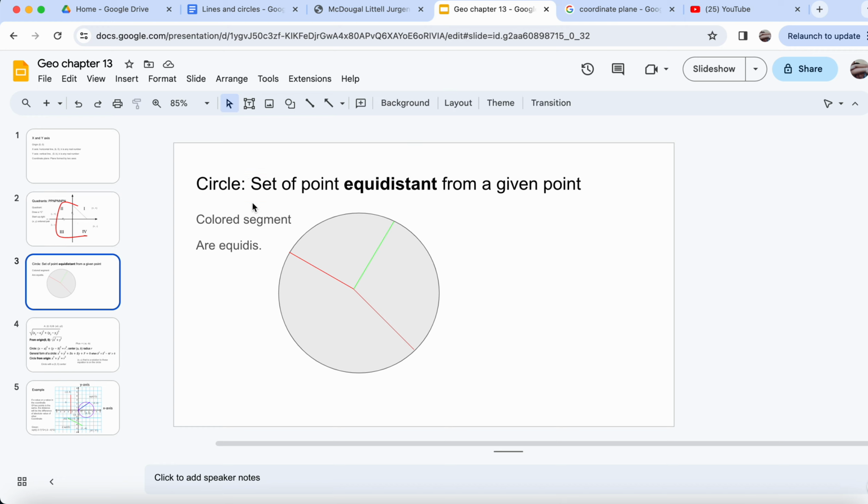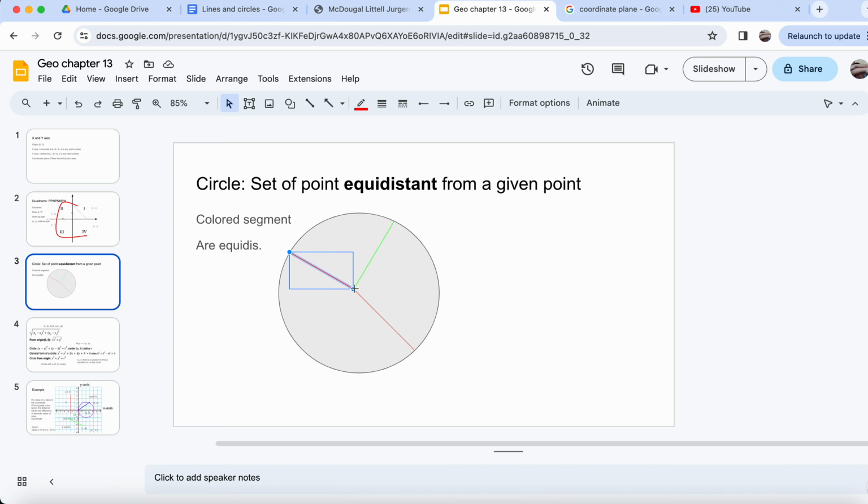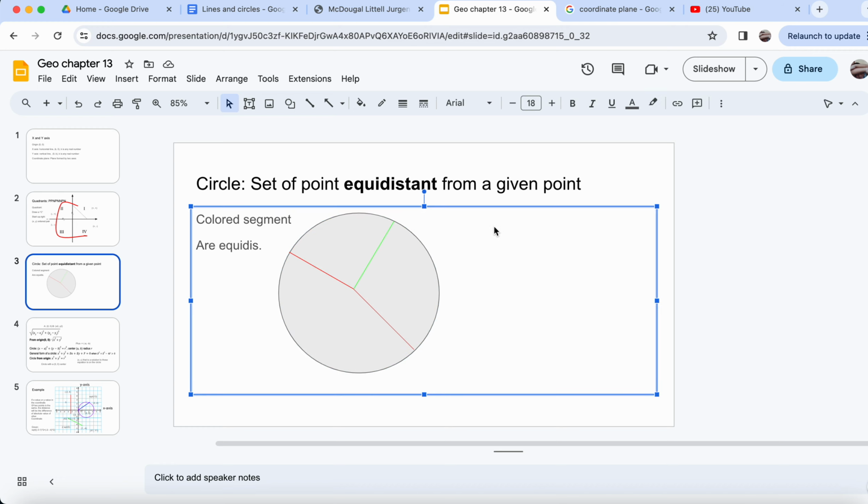Circle. Let's just review the definition of a circle. It is a set of points equidistant from a given point. What is the given point right here? It's the center, and it will be the point my mouse is on. So if this is the center, then all the colored segments are equal. It is a circle because of the definition of a circle. So those three line segments are equal in length.